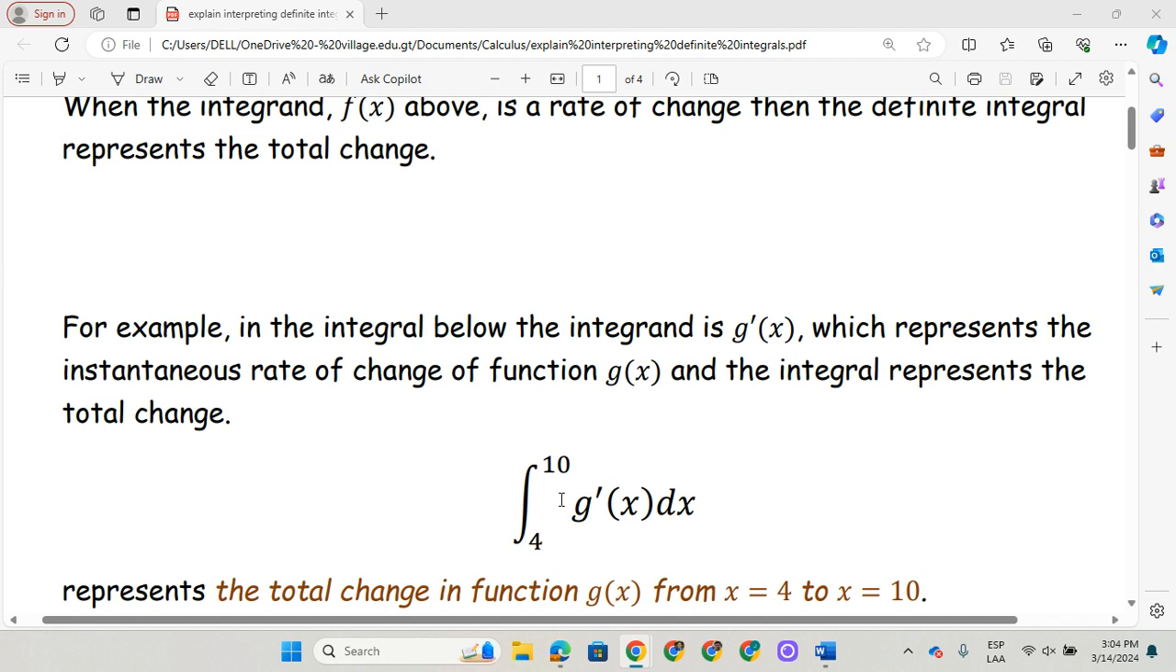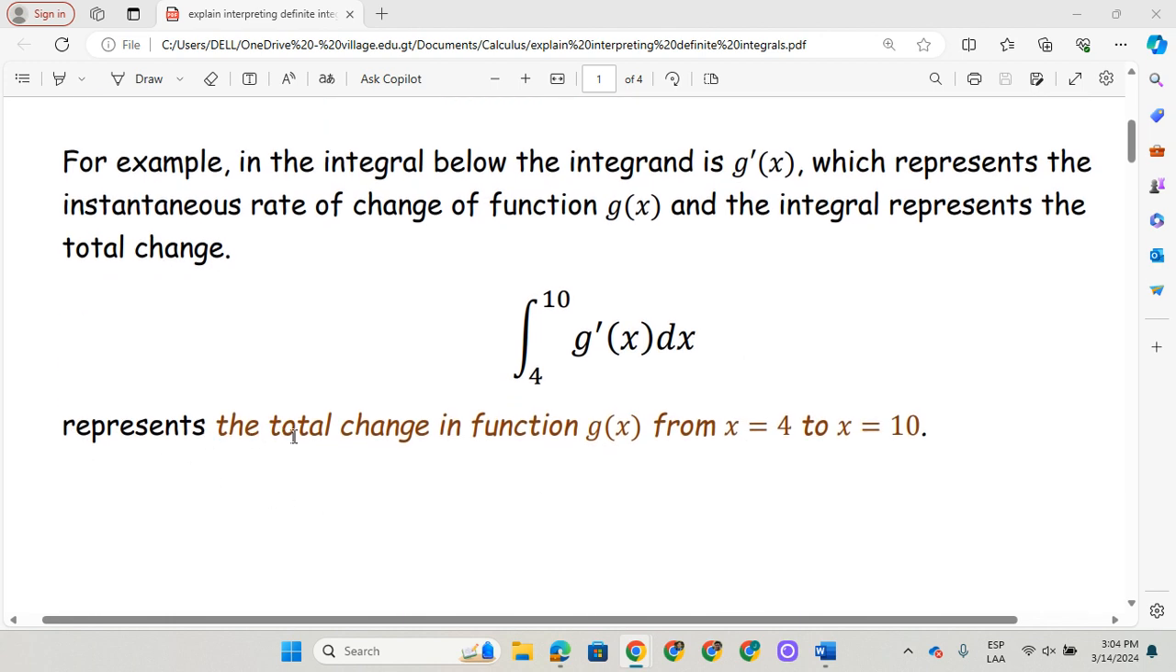So the integral from 4 to 10 of g prime of x with respect to x represents the total change in function g from x equals 4 to x equals 10. Okay? Actually, before we move on, notice that g prime is the rate of change of g. That's why it's the total change in function g. Okay? Let's see another example.